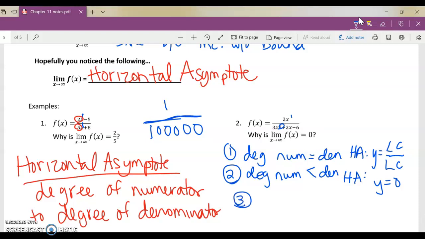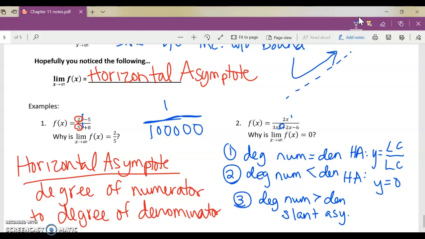Third situation is what happened in our third table up above. In our third table up above, the degree of the numerator was greater than the degree of the denominator. And if that's the case, you have a slant asymptote. A slant asymptote means that you have like this slanted line going up, so our function goes up forever. If that's the case, there is no limit. You are increasing without bound, so you would say the limit does not exist.